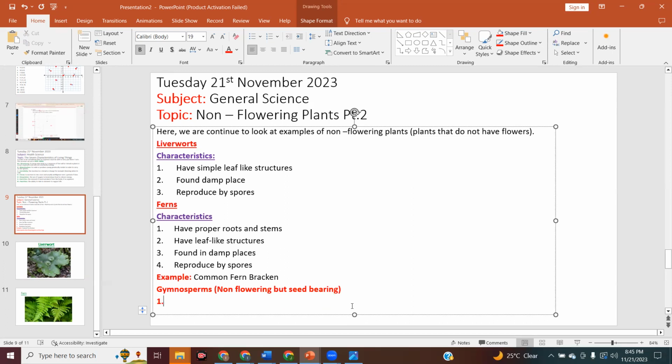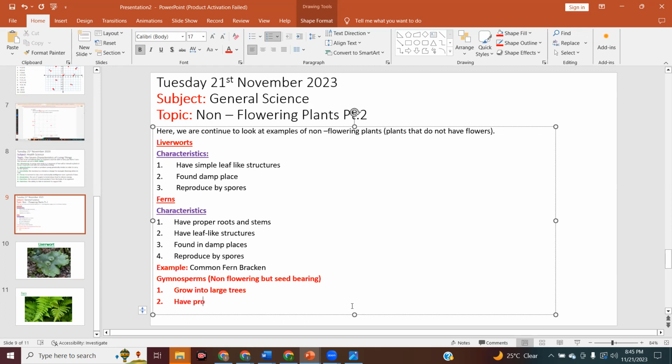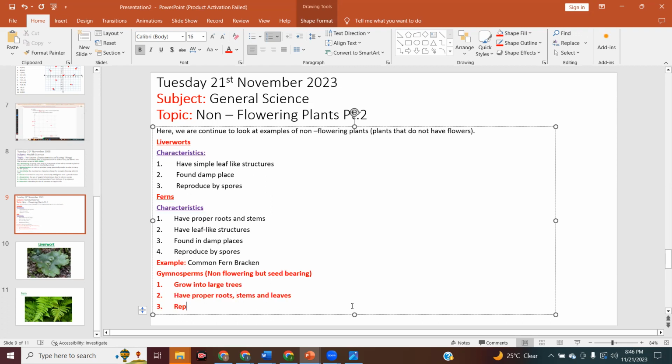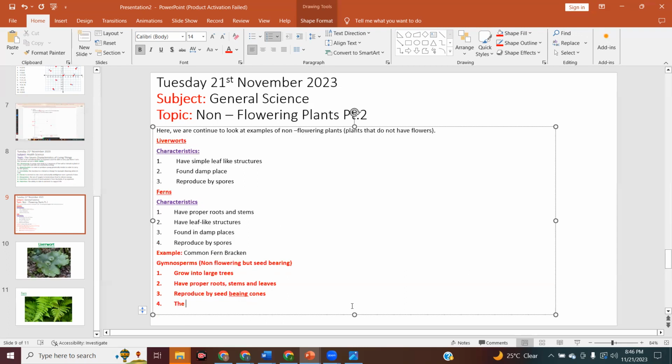So these ones grow into large trees. These are more sophisticated, like I said. They have proper roots, proper stems and leaves. They reproduce by seed-bearing cones. They are good at thriving under any weather, so they are typically evergreen.